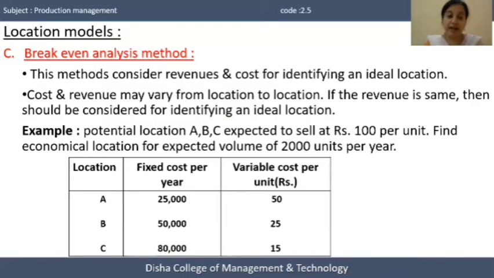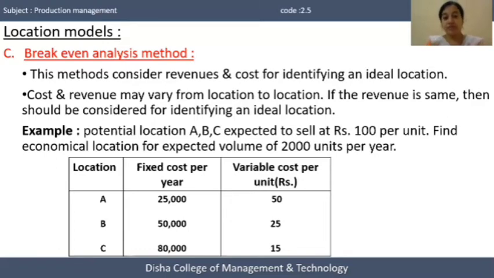And other information is also available, that is location A has a fixed cost of 25,000 and a variable cost of rupees 50 per unit, location B has a fixed cost of 50,000 and a variable cost of 25 rupees per unit, location C has a fixed cost of 80,000 per year and a variable cost of rupees 15 per unit.